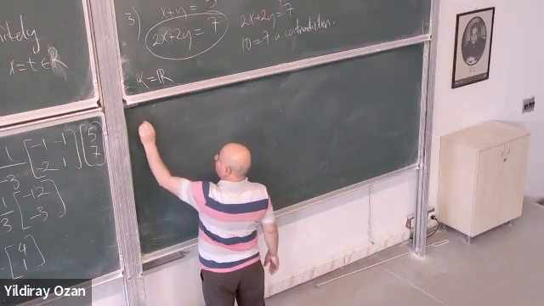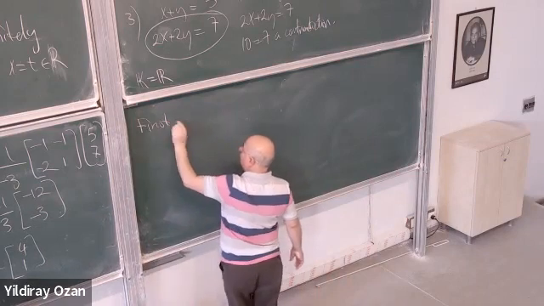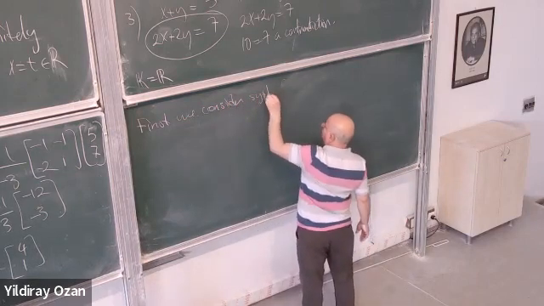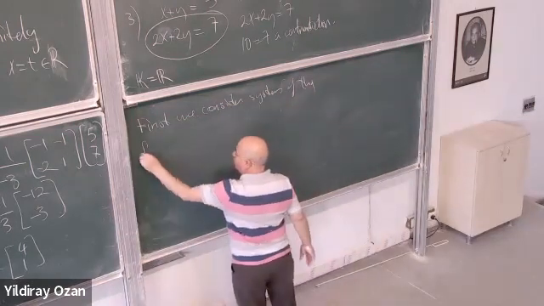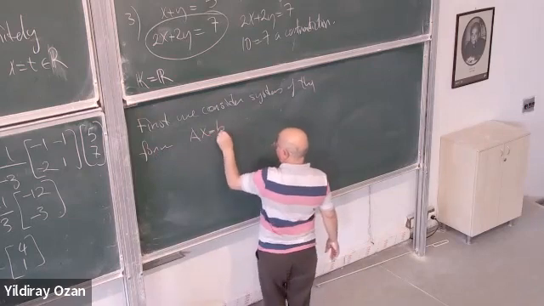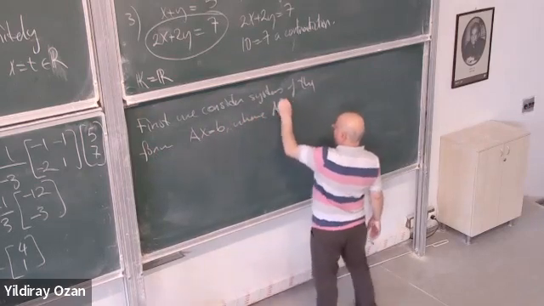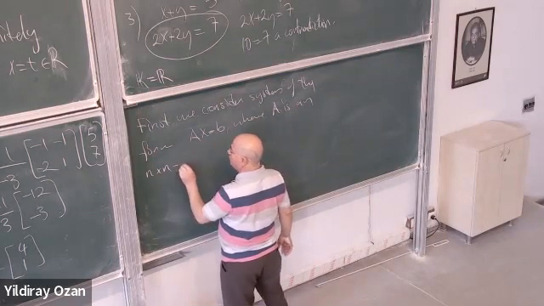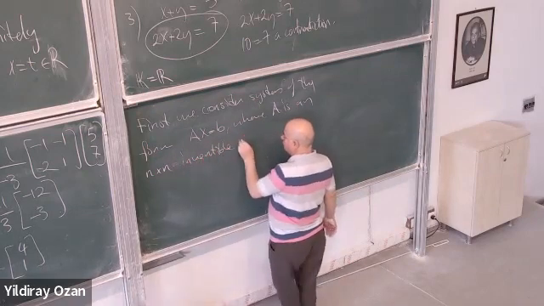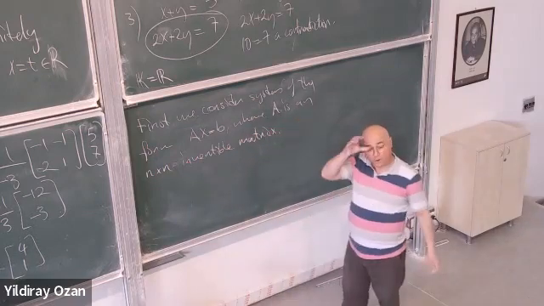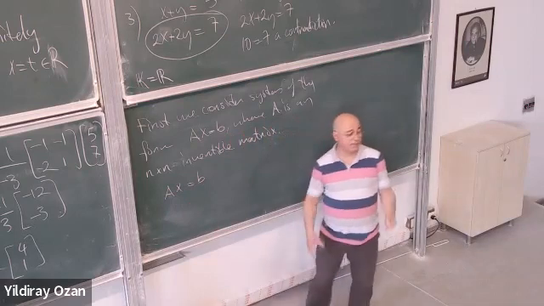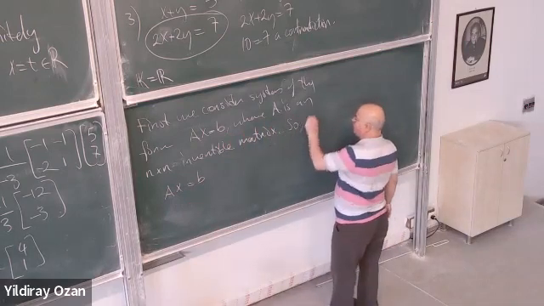Okay. First, we consider systems of the form AX equals B, where A is an n by n invertible matrix. Of course, if A is an n by n invertible matrix, it has an inverse, right?